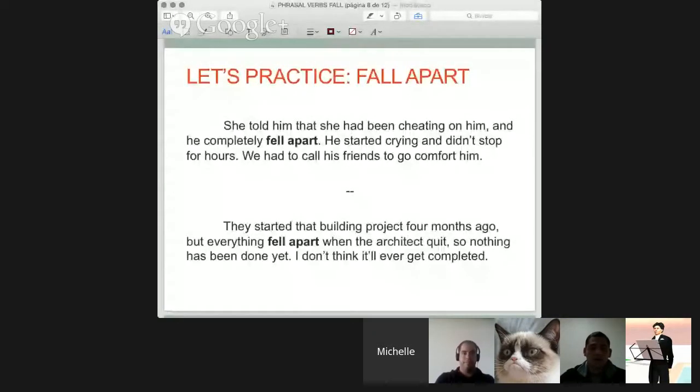Fernando, could you read the second example? They started that building project four months ago, but everything fell apart when the architect quit. So nothing has been done yet. I don't think it'll ever get completed. Good. So then, in this context, what does it mean to fall apart?